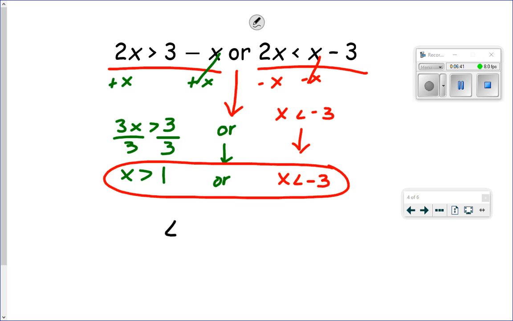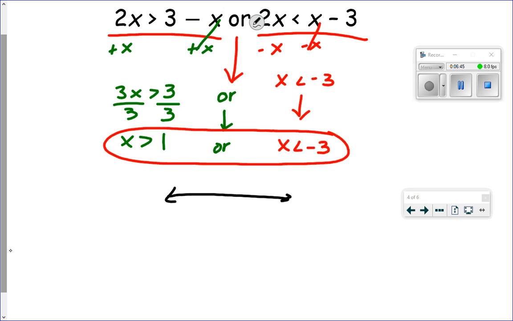Now I need to graph this on a number line. Remember, I need to find my smaller number and put that to the left, so that would be negative 3. And 1 is larger, so it needs to go over to the right. Now, does the circle on negative 3 need to be open or closed? It should be open because it's not equal to. What about on 1? Same thing, it should also be open.